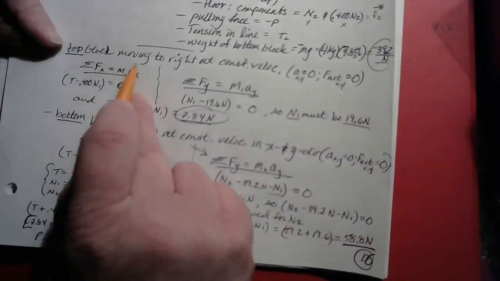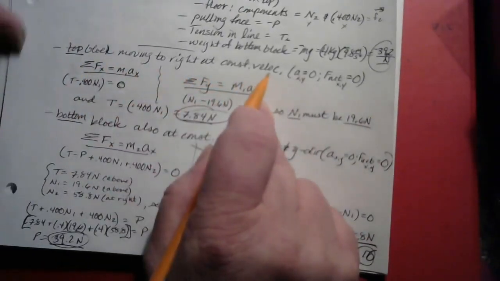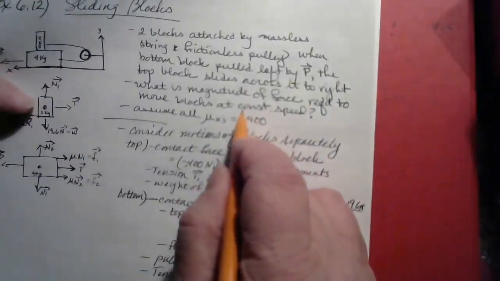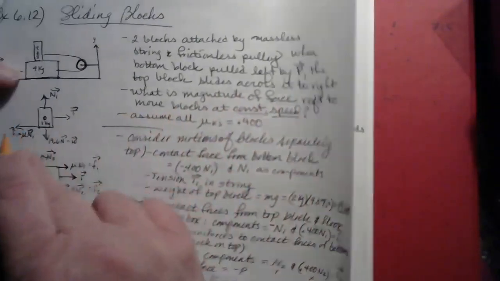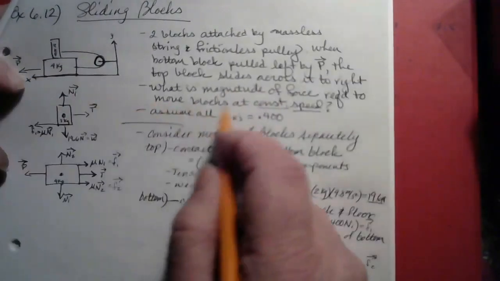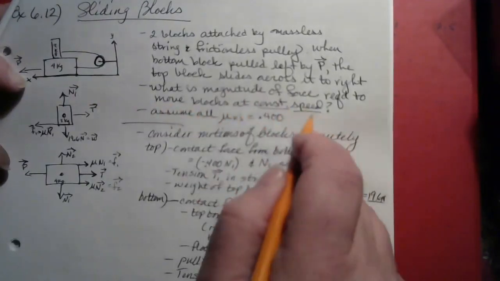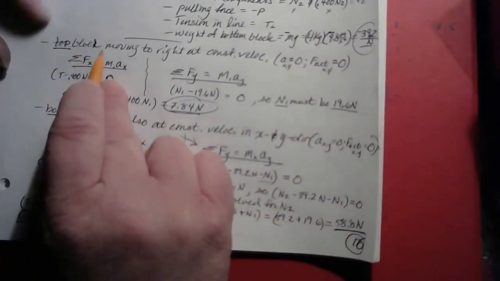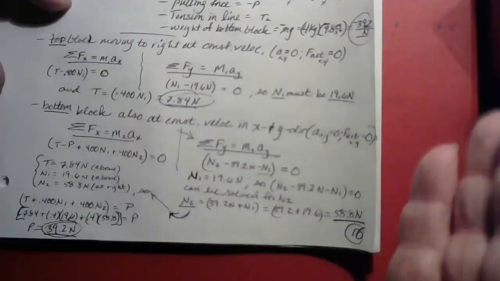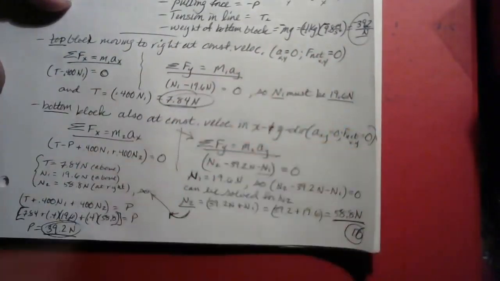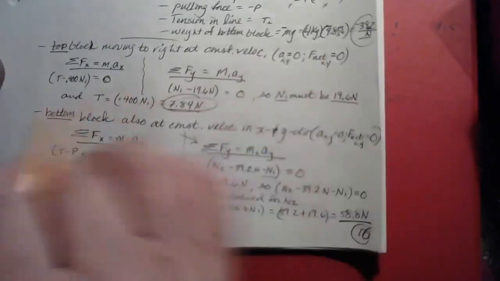Since the top block is moving to the right at a constant velocity, because our original question said, what is the magnitude of force P, that is the pulling force, that's required to move the blocks at a constant speed? Okay, so we know that the top block must be moving to the right at a constant velocity, and the bottom block must be moving to the left, also at a constant velocity.